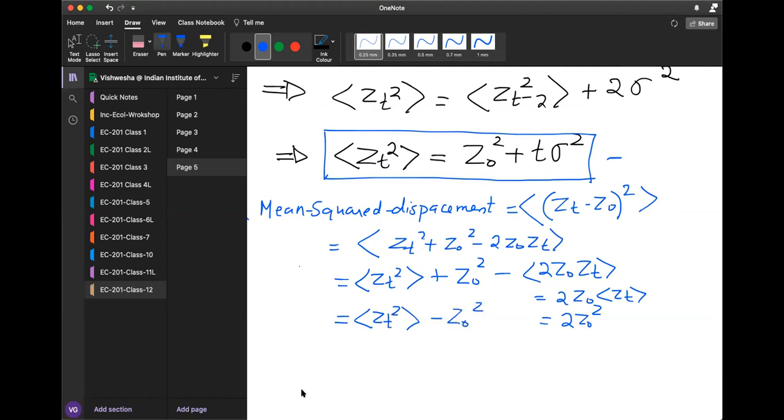And from this equation, what will that be? That is equal to T times sigma square. What this means is the mean square displacement, bad writing, mean square displacement is given by T times sigma square. So although the mean displacement is zero, it doesn't change with time, the mean square displacement changes with time. Is that fine?